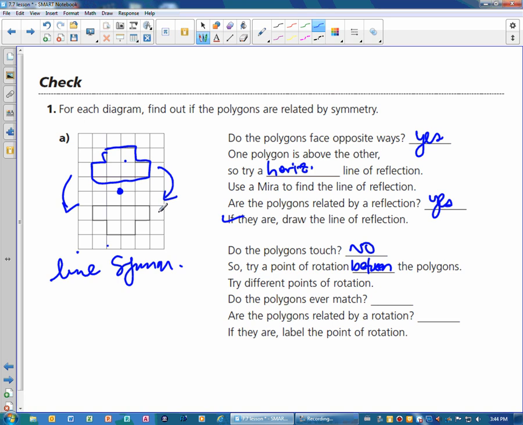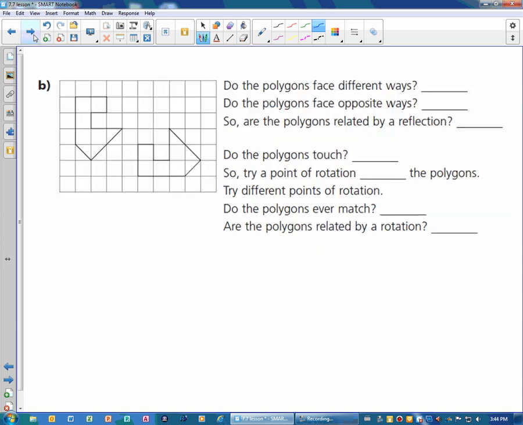Try different points. And yes, they did match. So they have rotational symmetry, order 2, and this would be the point of symmetry. Okay, so make sure you check line and rotation.